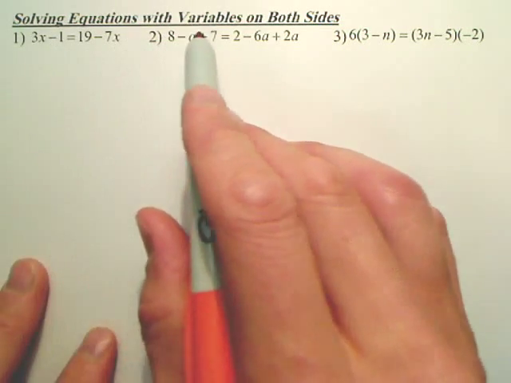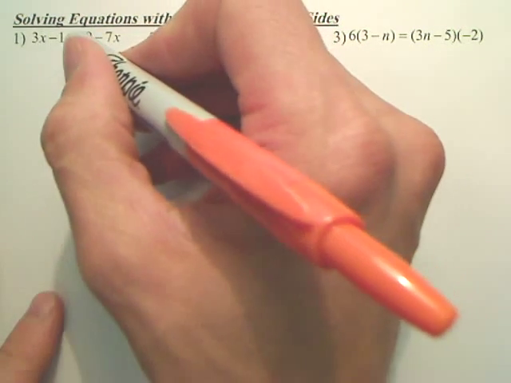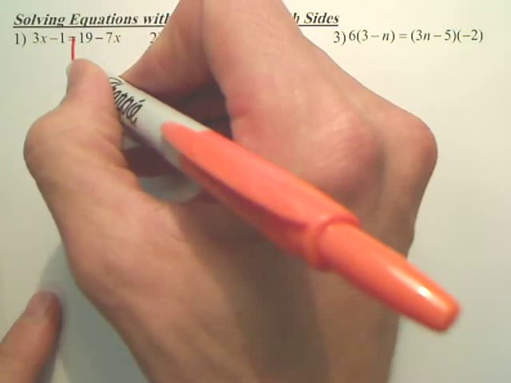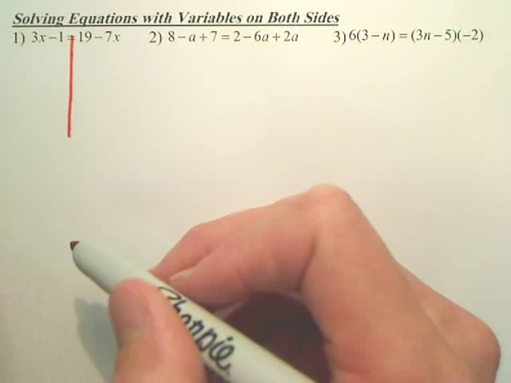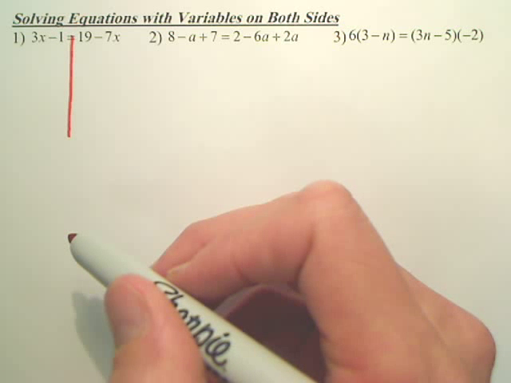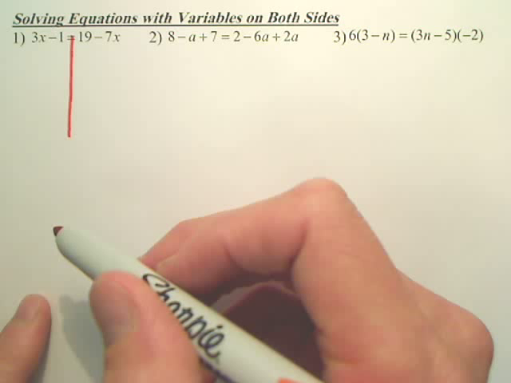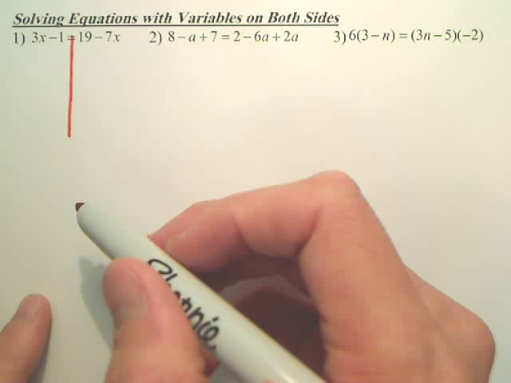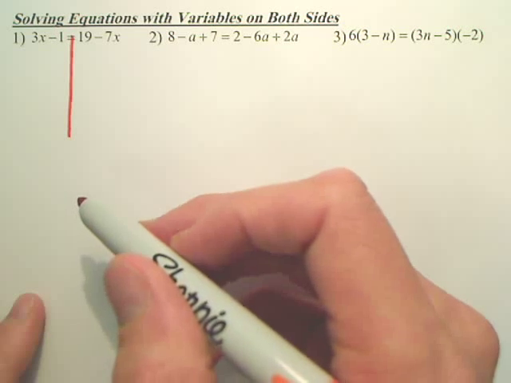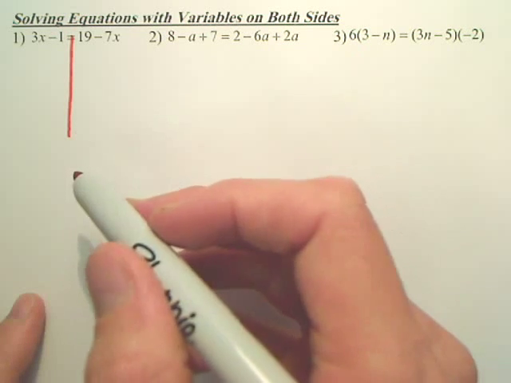We're solving equations with variables on both sides. A lot of times when you solve equations, you don't have to, but sometimes it helps to make a line down the middle to separate the two sides. Our goal when we solve equations with variables on both sides is to get the variable, or the letter, on one side. And I usually like to get them on the left side.